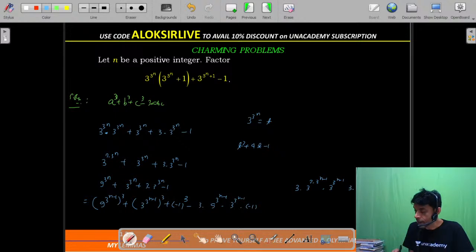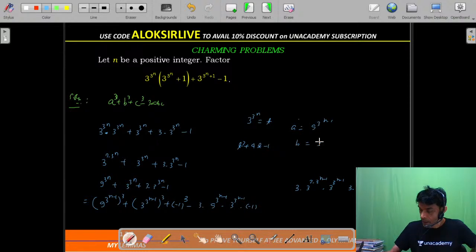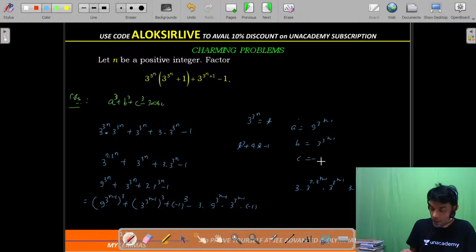All right, now the powers are matching. So it means we got our A, B and C. I got my A to be 9 to the 3 to the n minus 1. I got B as 3 to the n minus 1, and I got C as -1. So now it is perfectly A cubed plus B cubed plus C cubed minus 3ABC, and this I can easily do. So let me go to the next page and do it.